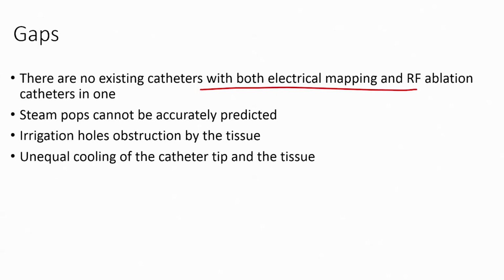Then the second thing is steam pops cannot be accurately predicted, this is a gap. Irrigation hole obstruction by the tissue, another gap. Unequal cooling of catheter tip and tissue, another gap. So, how can we reduce these gaps or how can we fill these gaps to make the catheter smarter?